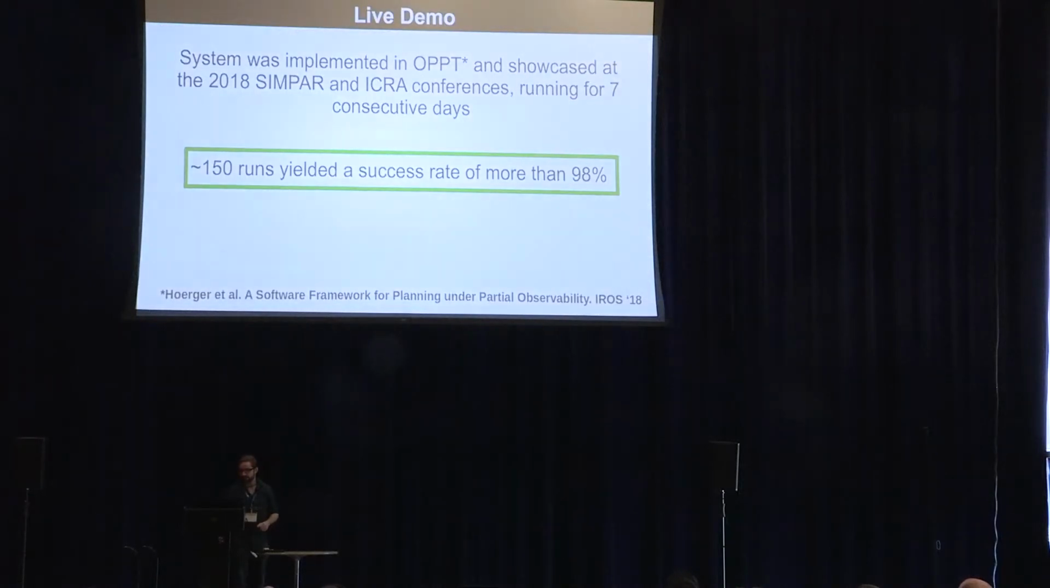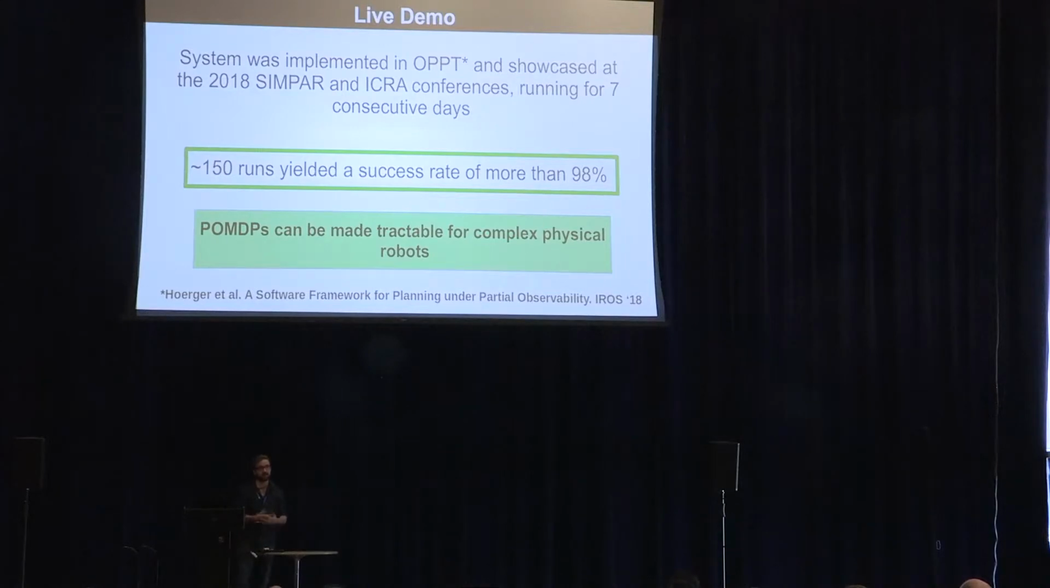Okay, so as I mentioned in the beginning, we showcased our system at last year's SIMPA and ICRA conferences. For this, we modeled and implemented our system using OPPT, our POMDP software framework that I talked about in yesterday's demo session. Then we ran the entire problem over 7 consecutive days. Out of approximately 150 runs, we achieved a success rate of more than 98%, which essentially shows that, yes, POMDPs can be made tractable for such complex physical robot scenarios.